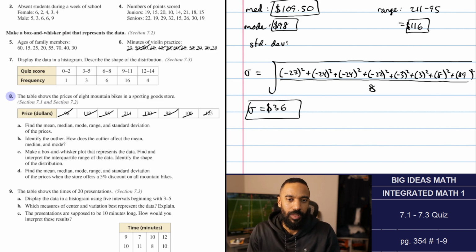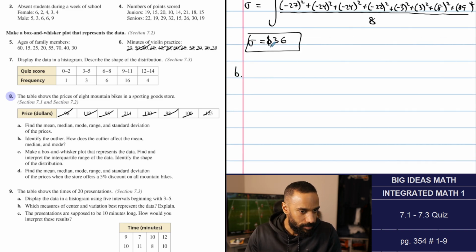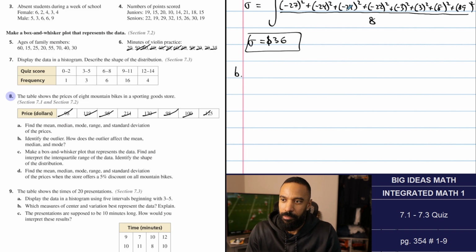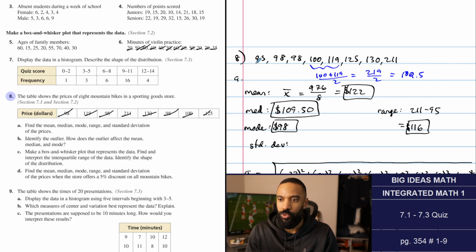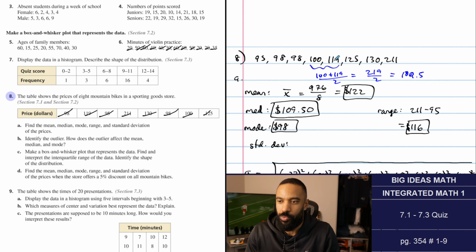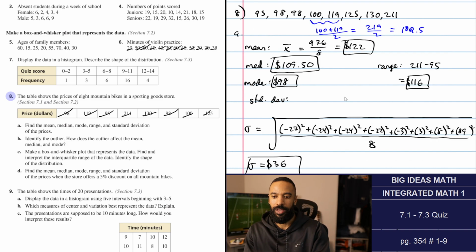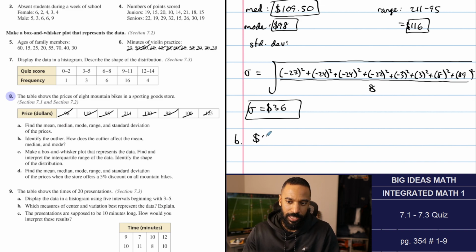Okay, that's part A. Part B, identify the outlier. Okay, well, I told you it. How does the outlier affect the mean, median, and mode? The outlier is 211. It sticks out. When you look at these numbers here, it's not just because it's 200. No other ones climb up toward 200, much less 150. These numbers are all kind of together as one thing, and then there's the flagship kind of bike model that's there. That's the outlier. So $211 bike is the outlier.